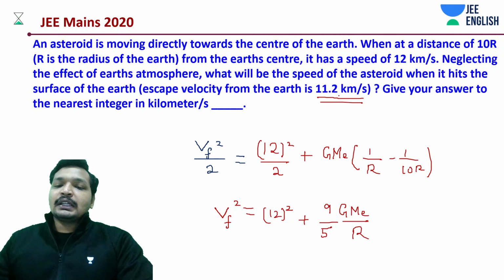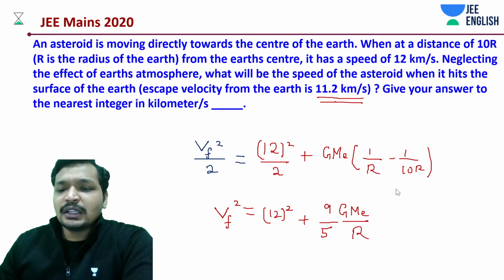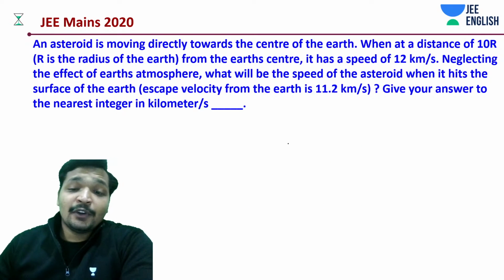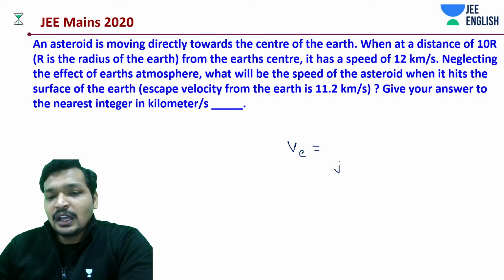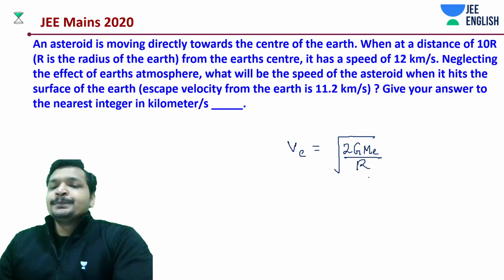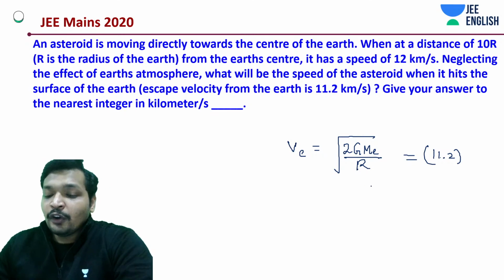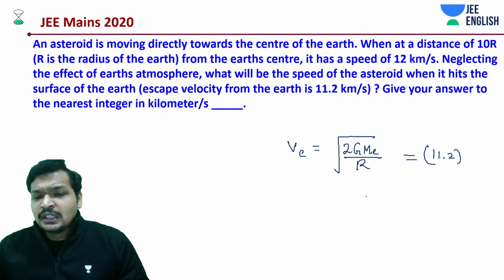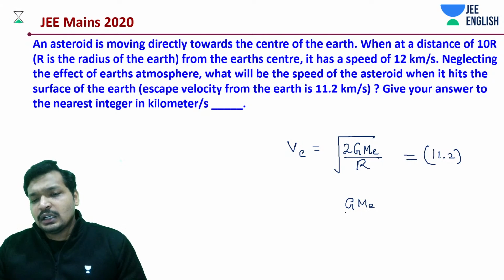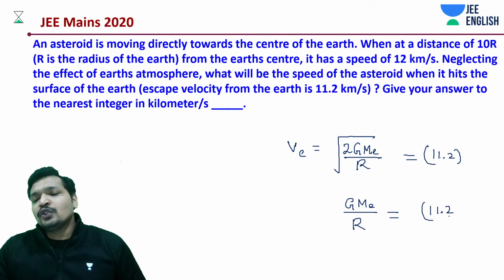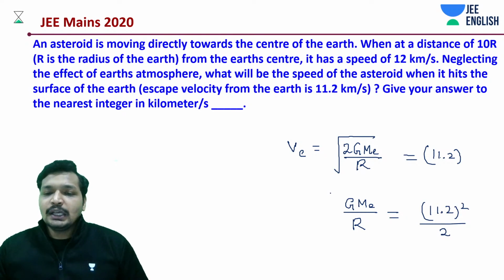So now we need to substitute the value of GMe by r. What is the escape velocity equation? Escape velocity equation is going to be under root of 2GMe by r. Now that being said, this is given to you as 11.2 kilometers per second. Now I'm going to square on both sides and just find out the value of GMe by r. That is what we can really deal with, because that is the only thing that we have. So GMe by r is going to be 11.2 whole square by 2, end of the story.